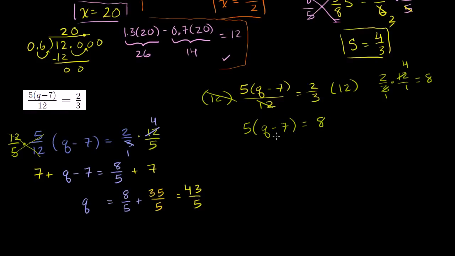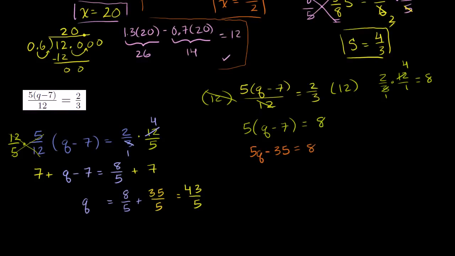And then instead of dividing both sides by 5, which would get us something pretty close to what we were doing over here, let me distribute this 5. I just want to show you can do it multiple legitimate ways. So 5 times q is 5q. 5 times negative 7 is negative 35. 5q minus 35 is equal to 8.